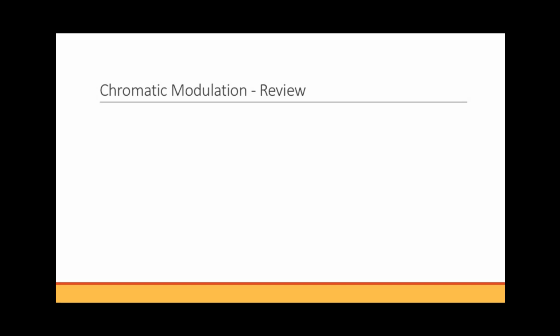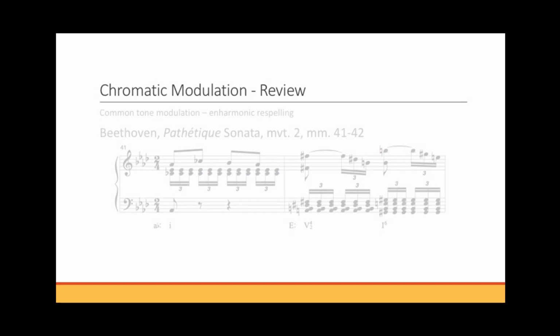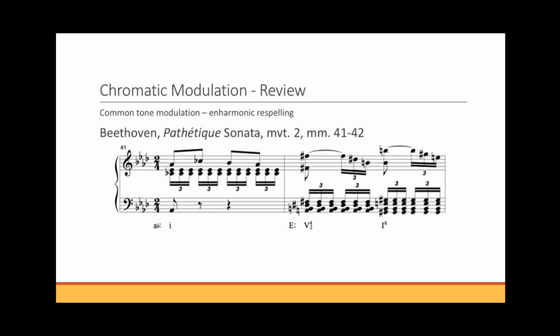For instance, in the second movement of Beethoven's Pathetique Sonata, the composer utilizes this trick of enharmonic spellings, amongst other things, in measures 41 and 42 to respell the C-flat E-flat dyad as B and D sharp. This changes our expectation of how the notes should function as the music modulates to the key of E major.